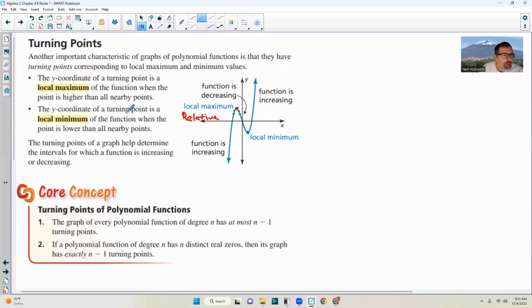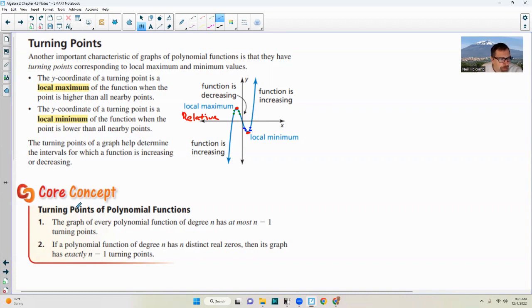The y-coordinate of a turning point is a local minimum of a function when the point is lower than all nearby points. So this point is near it, it's higher. This point is lower than all the blue points I'm drawing. So it's the lowest point in a group of points in a certain area of x values. The turning points of a graph help determine the intervals for which a function increases or decreases.